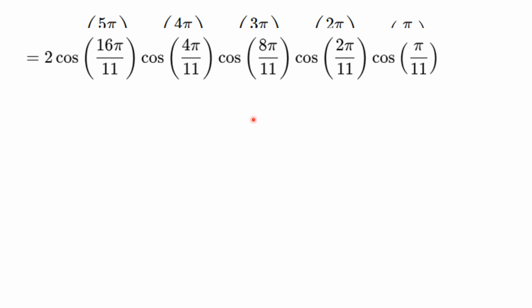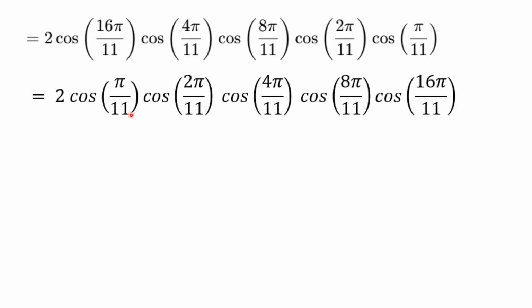Next, let us rewrite this as 2 cos pi by 11, that is cos pi by 11 is written first, and then cos 2 pi by 11, next cos 4 pi by 11 and cos 8 pi by 11 and cos 16 pi by 11.